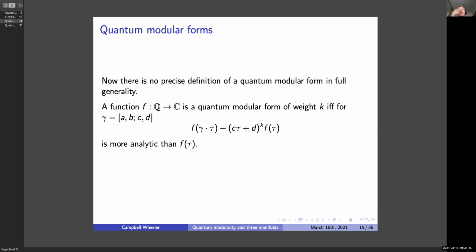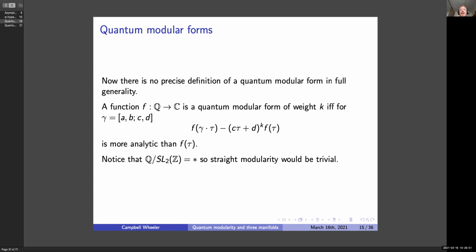But the way that I'll describe it here is that a function from Q to C is a quantum modular form of weight k if and only if for any gamma in SL2(Z), sorry, so these are integers, we take the difference of f of gamma of tau minus this automorphy factor (c tau plus d) to the k times the unacted on function. If this is more analytic than f, then we say that f is a quantum modular form.